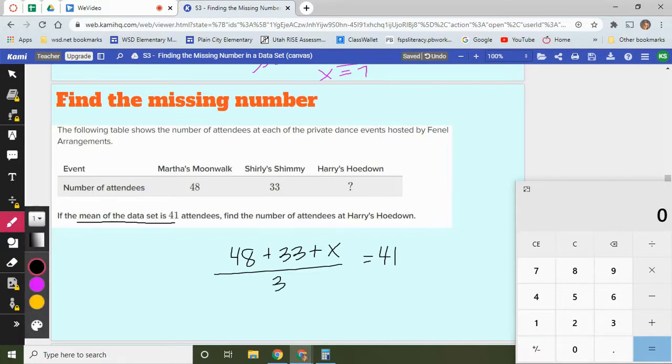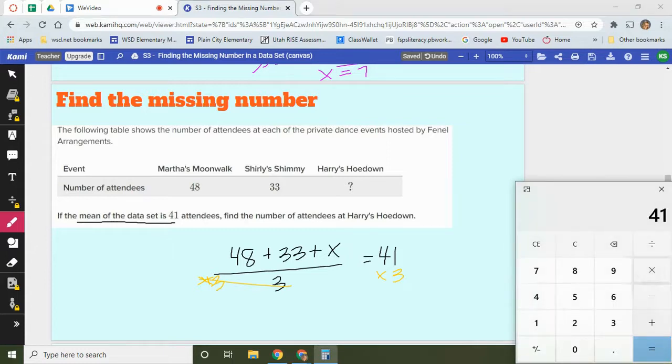So we got it set up. Now we just go to solve it. How do you get rid of a divide by 3? I'm sorry, timesing by 3. 41 times by 3, 123.